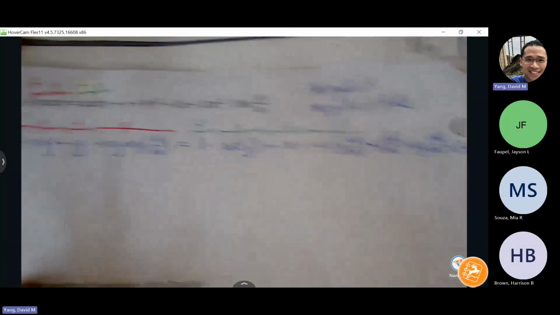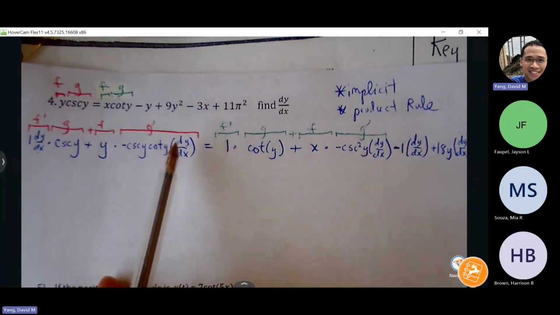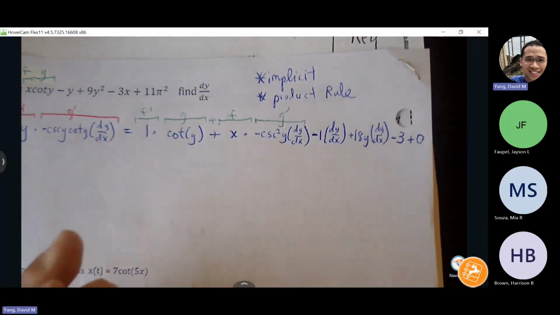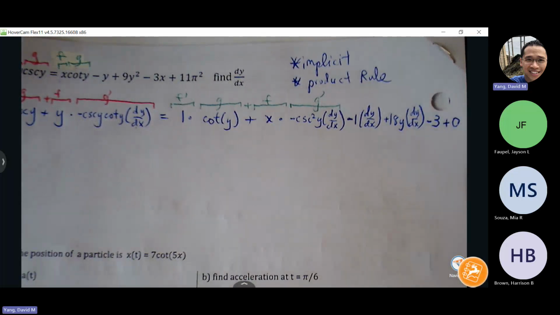Okay, so if we count here, we're expecting 5 dy dx's. So there's 1, 2, 3, 4, 5. All right. Any questions so far? So we're done with the calculus. Now it's just a matter of adding and subtracting.